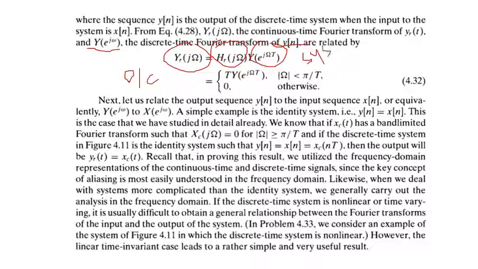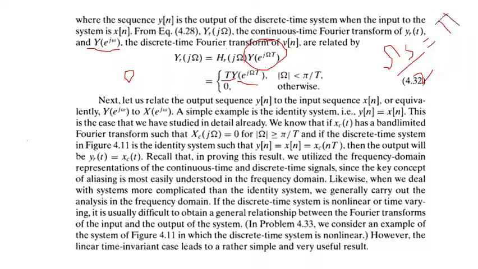We know that the reconstruction filter only applies a gain of T. Whatever our discrete output was, we multiply T with it, and this reconstruction filter has the limit ω_s by 2, which is equal to π by T. So we will have only one copy. The output will be for ω less than π by T. Whatever value comes in between that ω range will be the output.